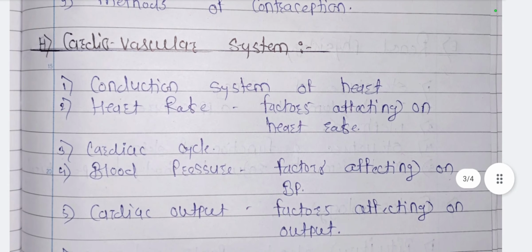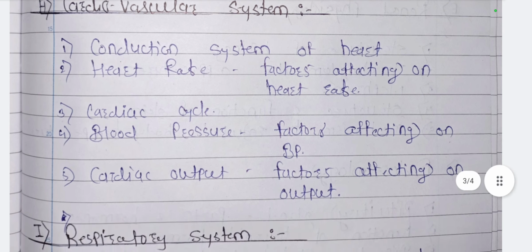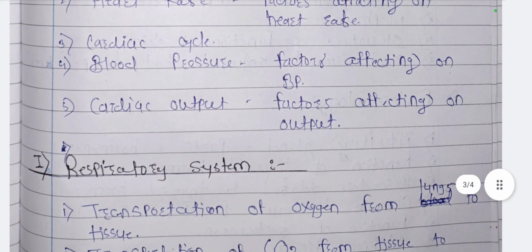Then cardiovascular system, in which important topics are conduction system of heart with diagram, then heart rate and factors affecting the heart rate, cardiac cycle with its systolic and diastolic events, then blood pressure and factors affecting the blood pressure, cardiac output and factors affecting the cardiac output.